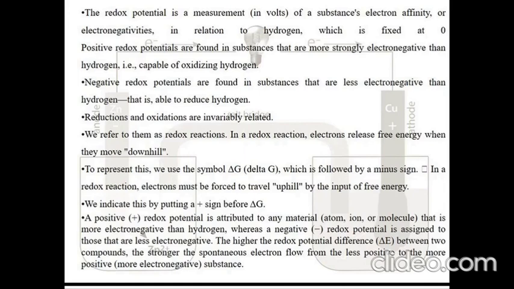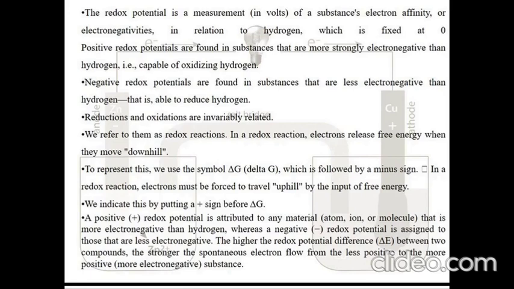We refer to them as redox reactions. In a redox reaction, electrons release free energy when they move downhill. To represent this, we use the symbol delta G, which is followed by a minus sign. In a redox reaction, electrons must be forced to travel uphill by the input of free energy. We indicate this by putting a positive sign before delta G.